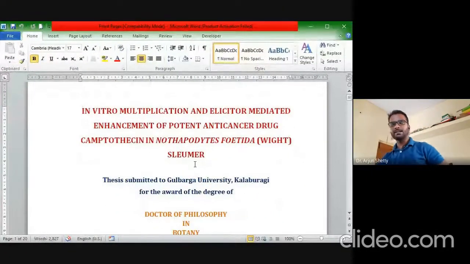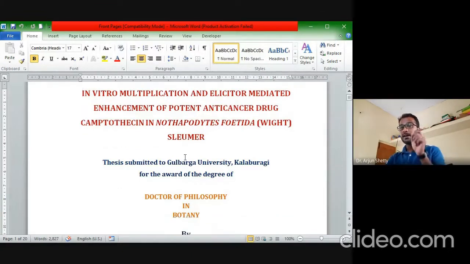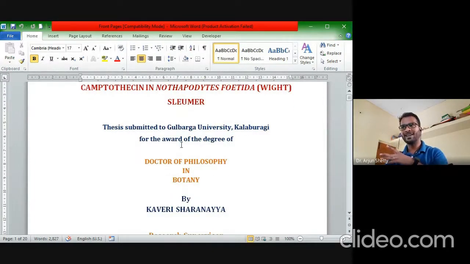Again, this is from one of my colleagues who has done a PhD, and this is her thesis. The title is nodal multiplication and elicitor mediated enhancement of the potent anti-cancer drug camptothecin in Nothapodytes nimmoniana. If it is in a thesis or report form, the cover page should be like this: the title of the paper, and the thesis submitted to Gulbarga University, Kalburgi, for Doctor of Philosophy in Botany.